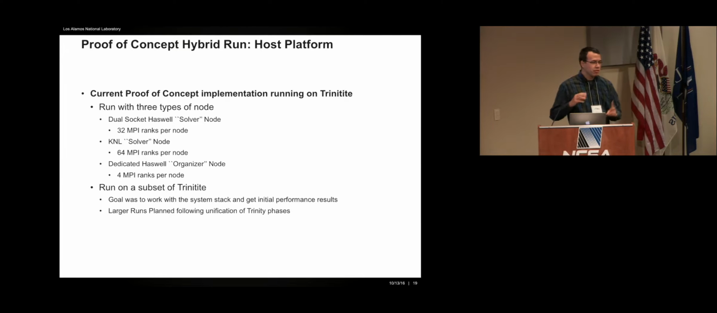So we ran with 3 types of nodes for our testing. Dual socket Haswell solver nodes, so 32 MPI ranks per node. KNL solver nodes, 64 MPI ranks per node. And for the sake of just doing a very simple comparison where we have not done the fine tuning to figure out what the best ratios are yet, we had a dedicated Haswell organizer node with only 4 MPI ranks on it. So essentially, we put every single coarse scale model on that single Haswell. It obviously limits our scalability, but it drastically simplifies testing just to make sure everything works.